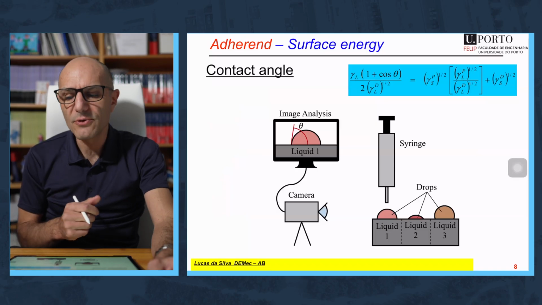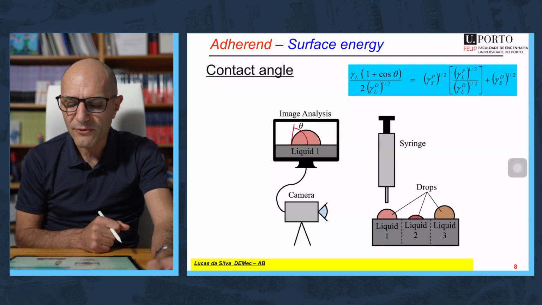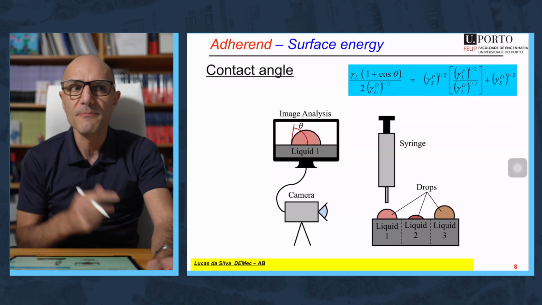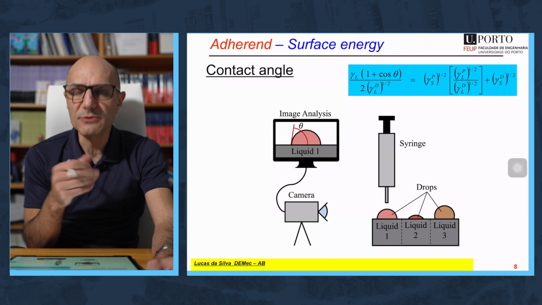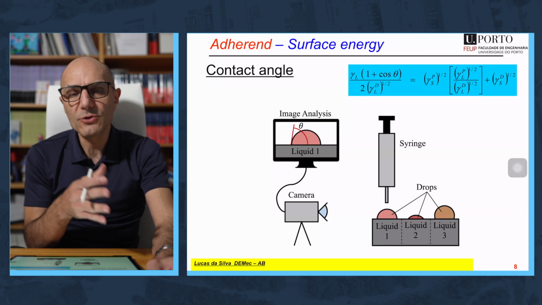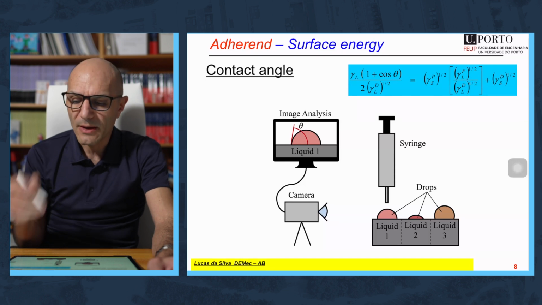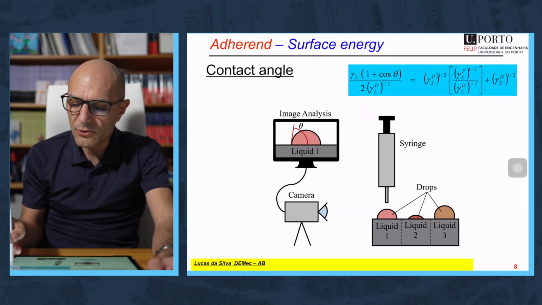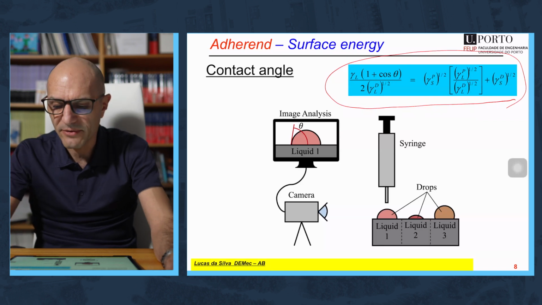But if you want a rigorous measurement of the surface energy, then you need to go for the contact angle measurement. We need at least two liquids of known surface energy, and you are going to measure the contact angle of these two liquids. If you have more, better. And this is related to the Young equation that we have seen in the theory of adhesion.